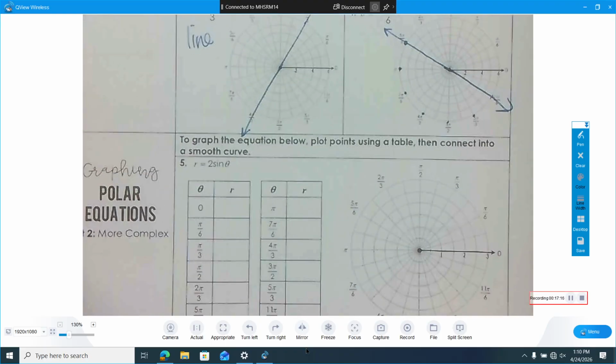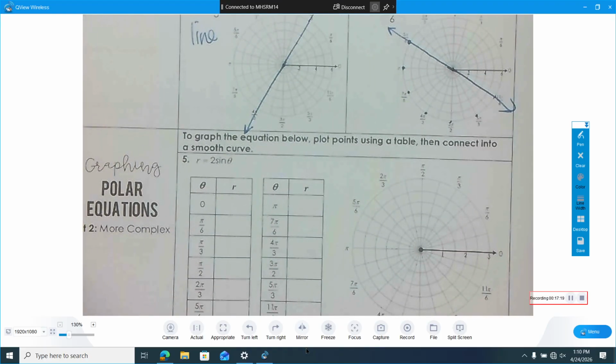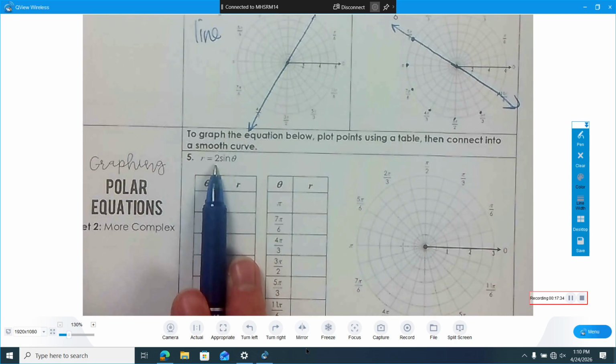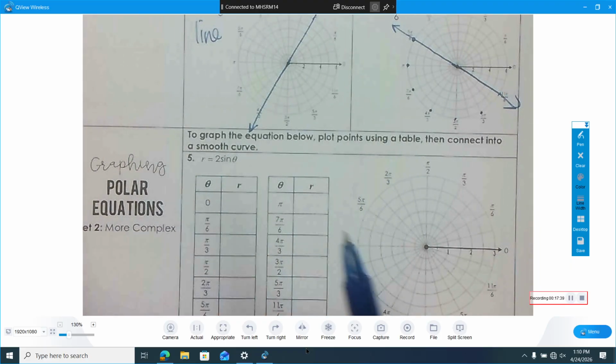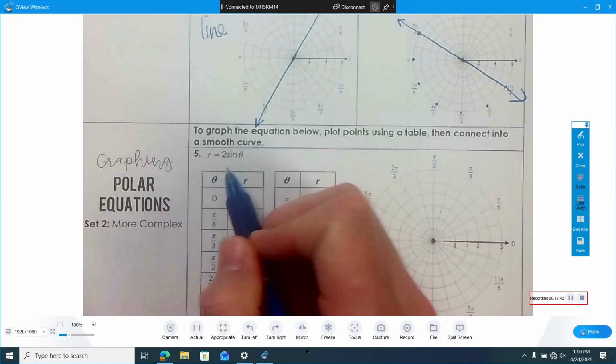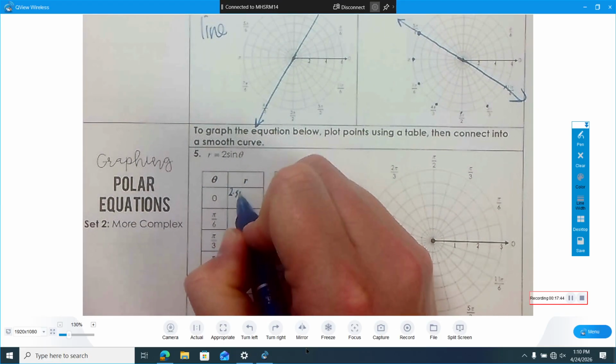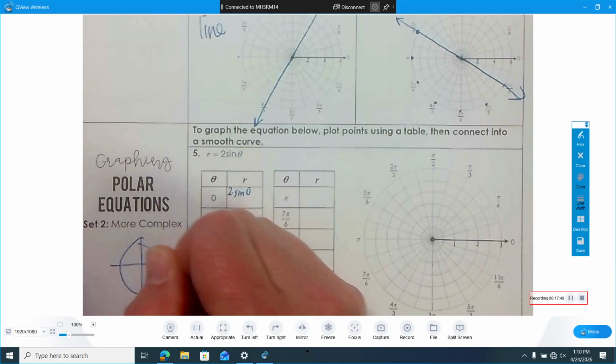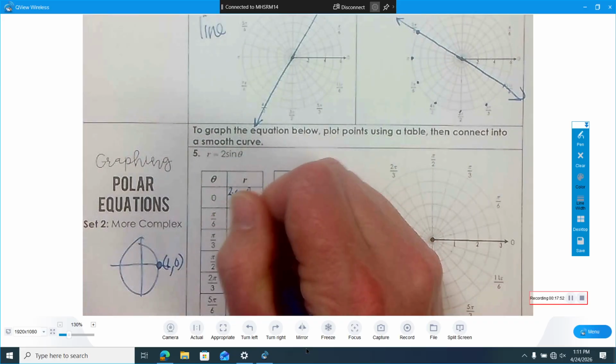Now, just like everything we do in math, when we graph, we make a table of values. And you can graph every single equation ever just using a table of values. And you can see we've got a bunch of values listed for this function, r equals 2 sine theta. We're going to plot the points and connect them into a smooth curve. So I want to know, hey, what is 2 times the sine of 0? Yeah, right here at 0, our ordered pair is 1, 0. 2 times 0 is 0.